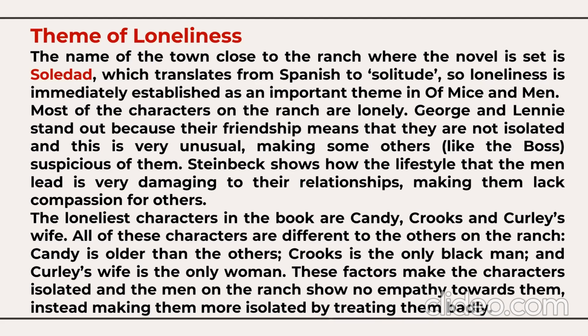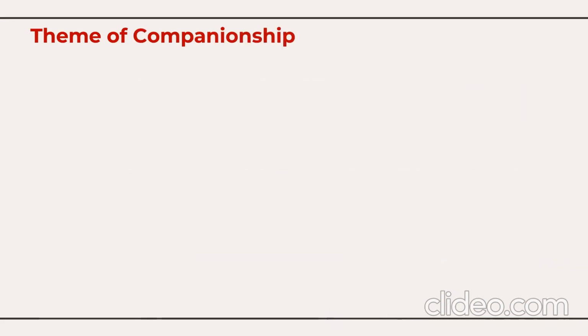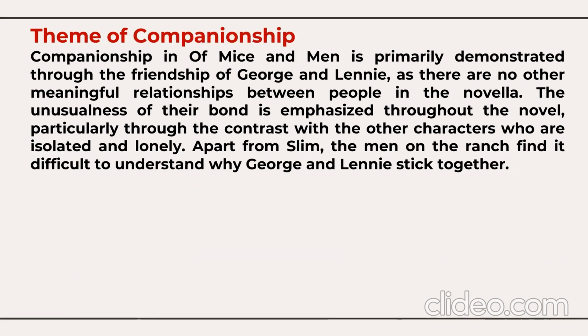The loneliest characters in the novella are Candy, Crooks, and Curly's wife. All these characters are different to others on the ranch. Candy is older than others. Crooks is the only black man, and Curly's wife is the only woman. These factors make the characters isolated, and the men on the ranch show no empathy towards them, instead making them more isolated by treating them very badly. Theme of companionship. Companionship in Of Mice and Men is primarily demonstrated through the friendship of George and Lenny, as there are no other meaningful relationships between people in the novella.